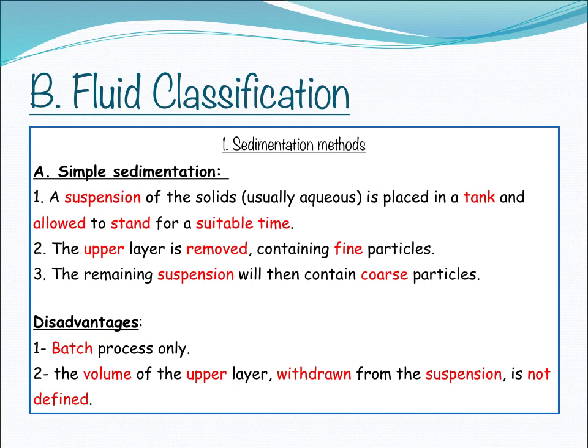If your suspension is 100 milliliters, shall I take 10 milliliters from the surface and consider it as the volume containing the fine powder? Shall I take 50 milliliters? Shall I take the whole supernatant and consider all the liquid of the supernatant as having fine powder? And also, where is the coarse powder? So there is no cutoff that you can follow to separate the fine powder from the coarse powder.